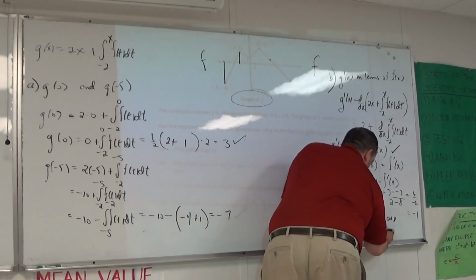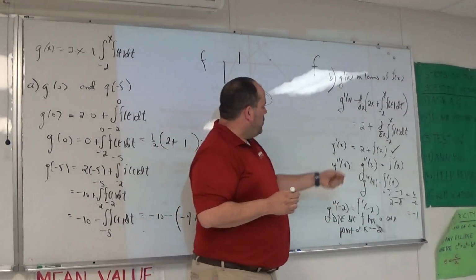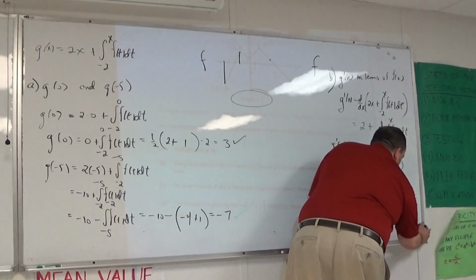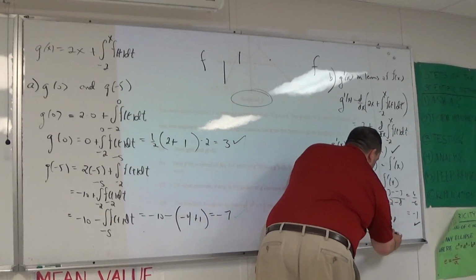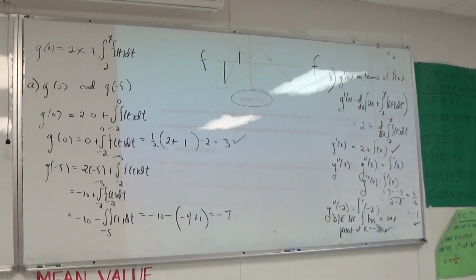at x equals negative 2. 1 point for coming up with the derivative, 1 point for g double prime of 4, 1 point for g double prime of negative 2. Okay. See what you can do with part C.